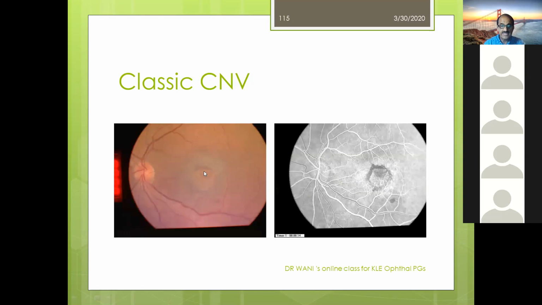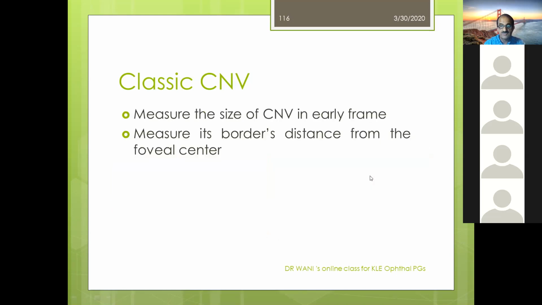Another case, you can see subretinal blood. You can see a classic lacy pattern, very well defined, well demarcated. In the early stage it starts, and it's surrounded by blood. You can see that in this one also.